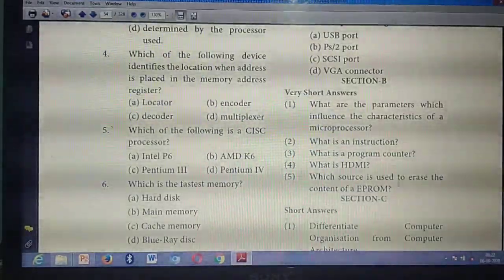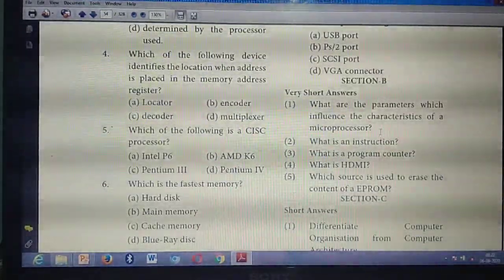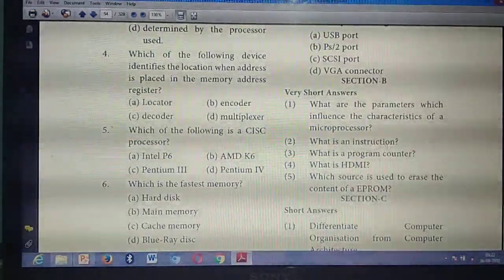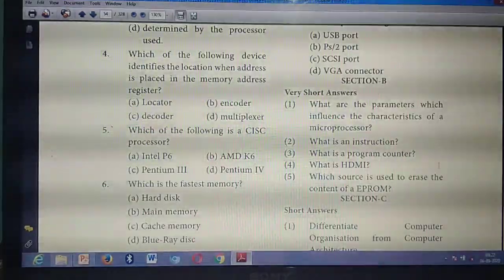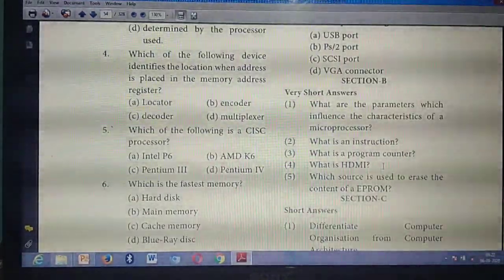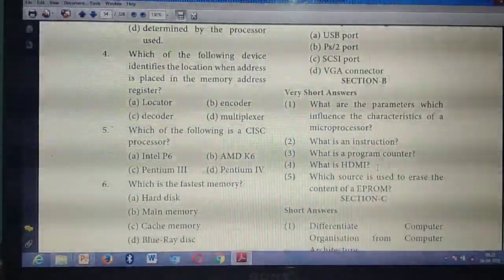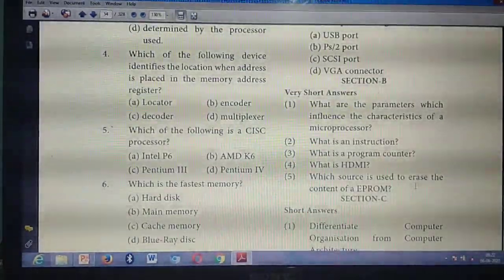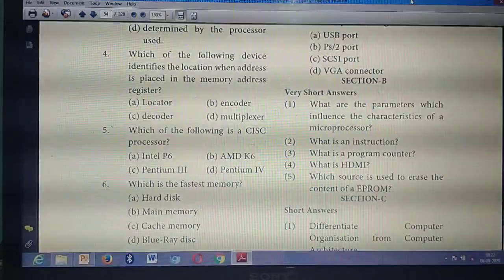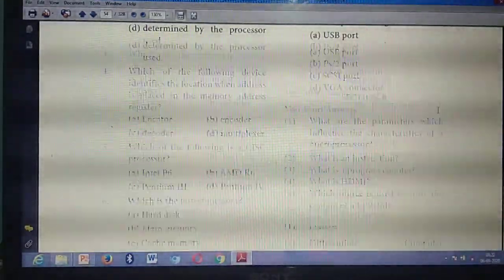Once more I am repeating. First question, page number 42. Second question, page number 42. Third question, 42, 43. Fourth question, page number 47. Fifth question, page number 43. Okay. So take first question, page number 42.